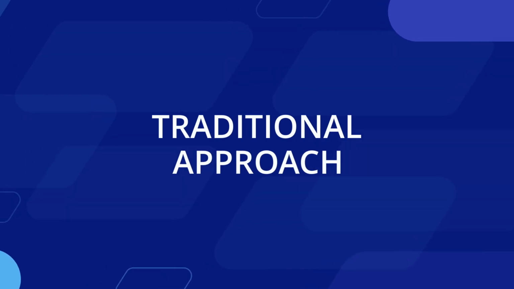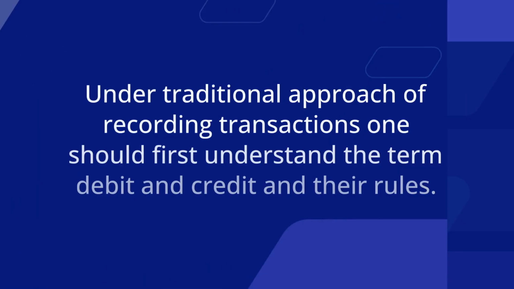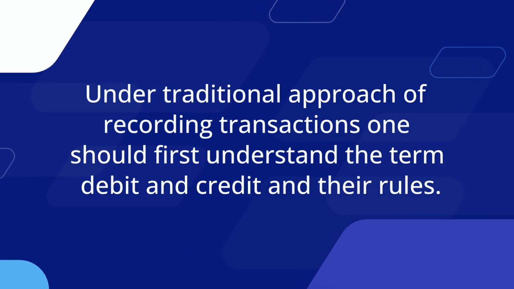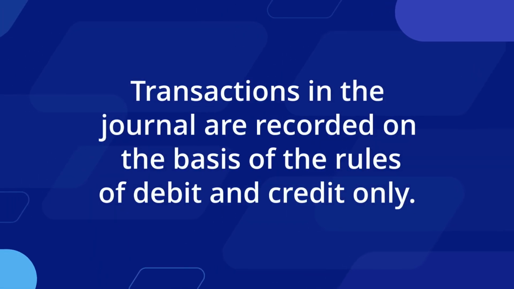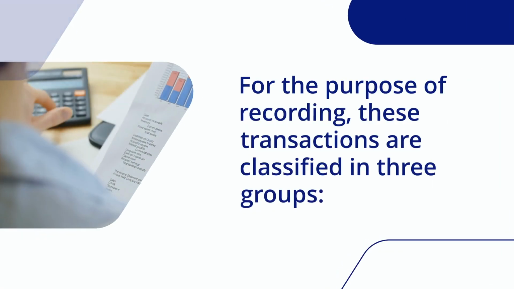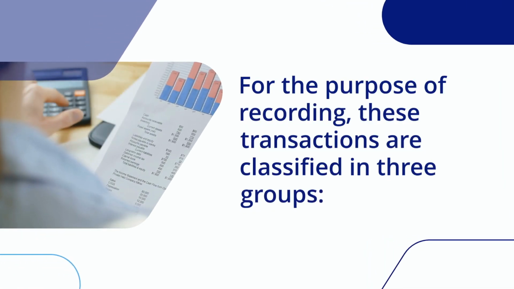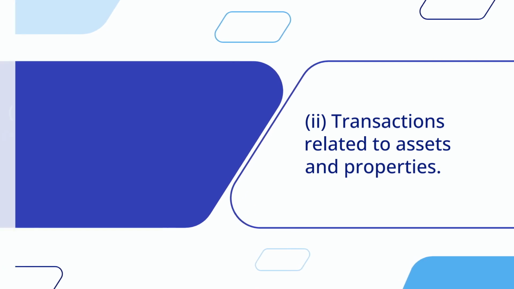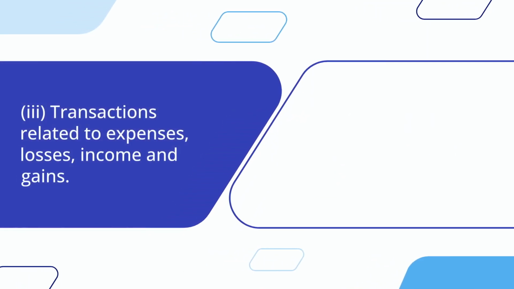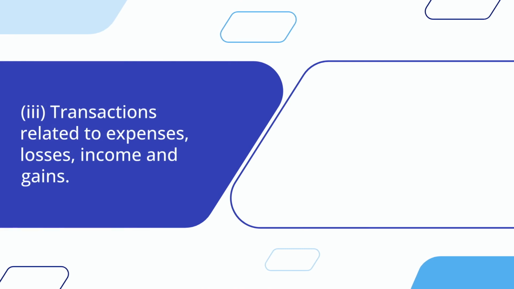Now let's learn about the traditional approach. Under the traditional approach of recording transactions, one should first understand the terms debit and credit and their rules. Transactions in the journal are recorded on the basis of the rules of debit and credit only. For the purpose of recording, these transactions are classified into three groups: 1. Personal transactions. 2. Transactions related to assets and properties. And 3. Transactions related to expenses, losses, incomes, and gains.